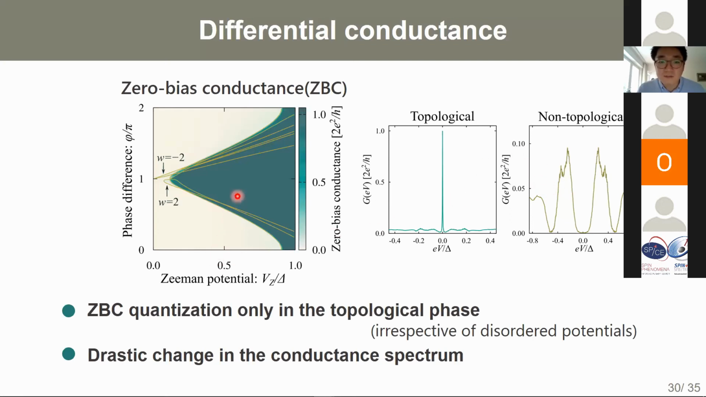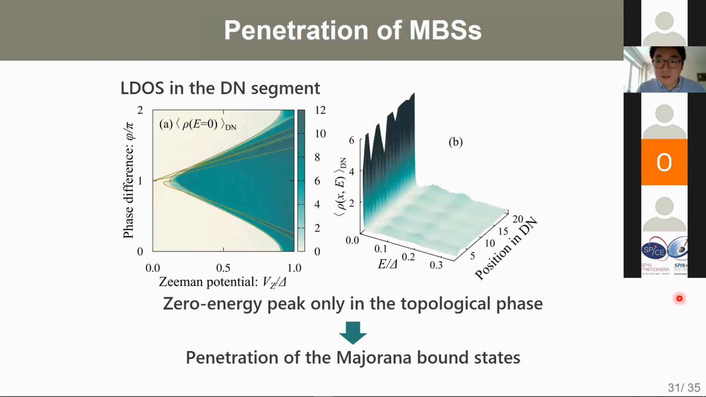But anyway, this conductance spectrum shape changes drastically across the topological phase transition, which is useful for detection in the experiment. And then I want to talk about the local density of states in the attached dirty normal metal. This figure shows the local density of states in the dirty normal segment at zero energy. And we soon find that the local density of states has a significant amplitude only in the topological phase.